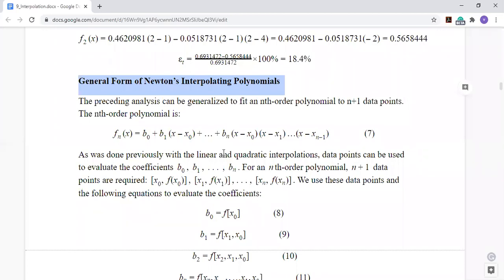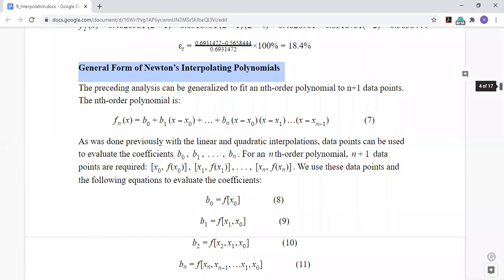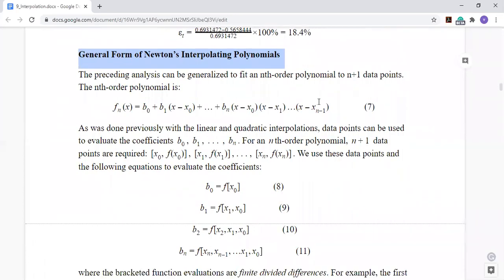So once you get the general expression, depending on the order of polynomial we want to determine, or the number of points we are given. If you are given 2 points, there is only one polynomial, the first order polynomial, you can fit. If you are given 3 points, you can fit the second order polynomial, that is the maximum. And if you are given 4 points, you can fit a third order polynomial. So fit an nth order polynomial to n plus one data points.